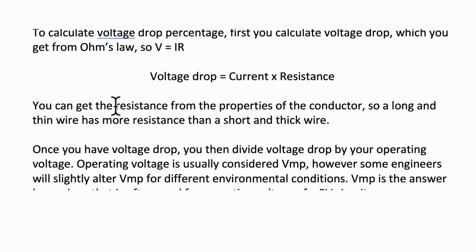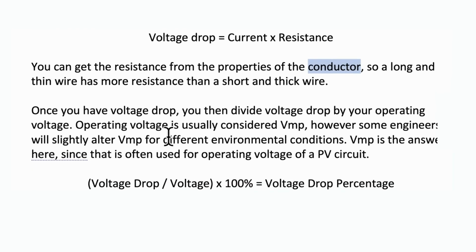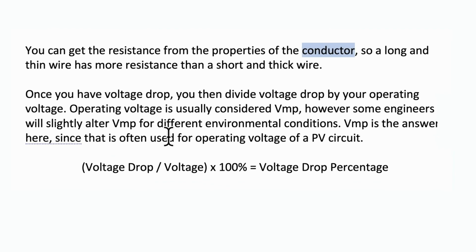And remember too, that more resistance is in a wire, or we call a wire a conductor, that is skinny and long. So a skinny and long conductor has more resistance. Therefore, it has more voltage drop. And that's not a good thing. We don't like too much voltage drop, but we also don't want to pay for a wire to be too thick either. And so you could take voltage drop divided by voltage, which can be VMP or something near VMP, times 100 gets you your voltage drop percentage.